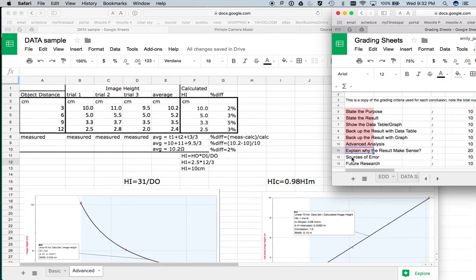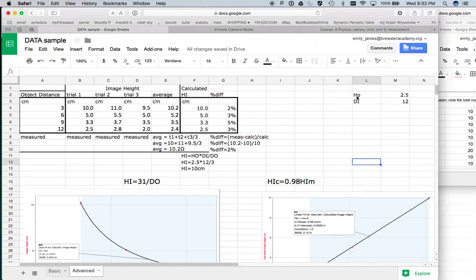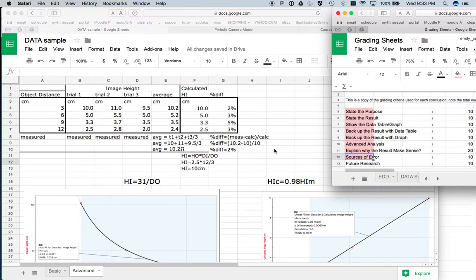Now we want to talk about sources of error. The sources of error have to likely do with both measurement and placement. Was di constant the whole time? Did we measure ho properly? That sort of thing. And then finally, for future research, I need something new to vary. So since I kept object height constant, I'm going to choose next time to see how object height affects image height. Thank you very much.